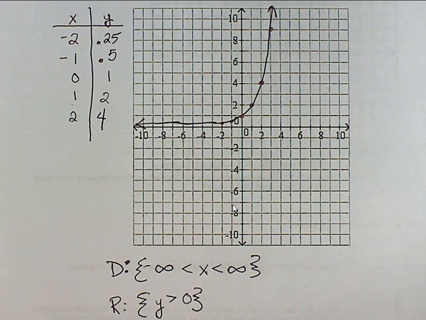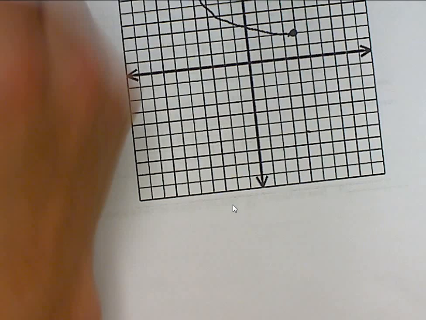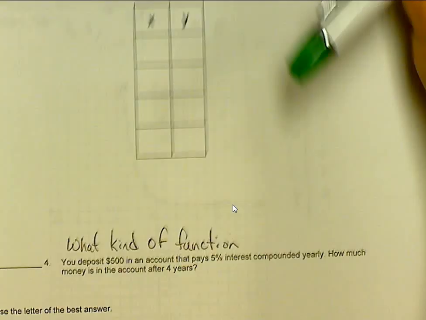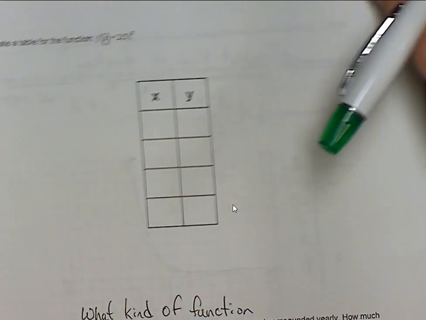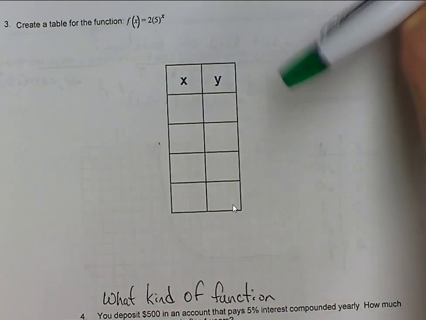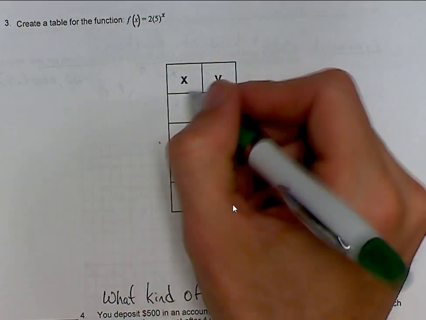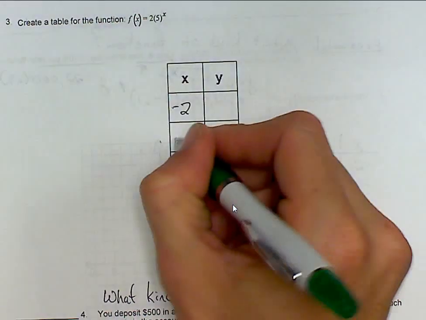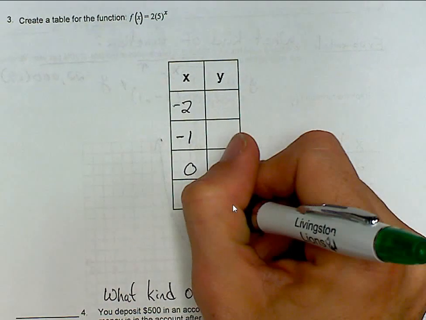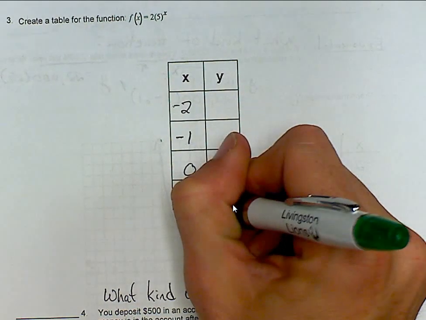I'm going to flip. All right. It says create a table for 2 times 5 to the x power. Doesn't matter what your x's are. I'm just putting -2, -1, 0, and 1.